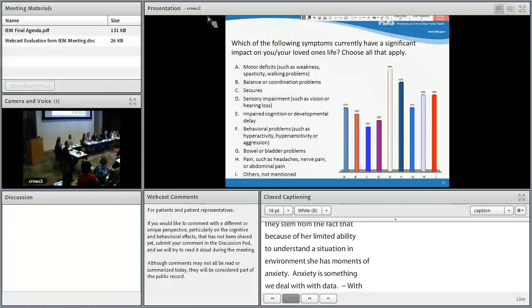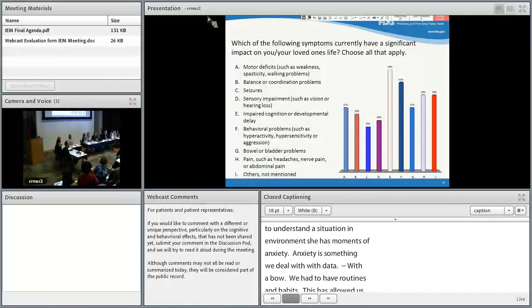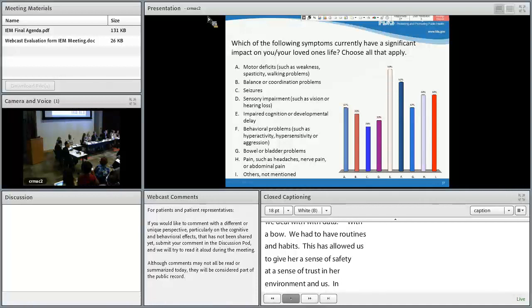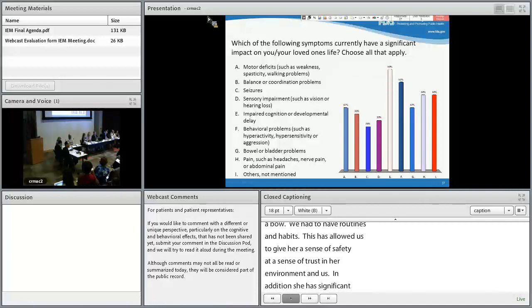We have learned to have routines with Ava, habits, and this has allowed us to give her a sense of safety and a sense of trust in her environment and in us. In addition, she has significant loss of motor function and loss of motor tone. So she's non-ambulatory. And so for us, the neuromuscular manifestation of her disease is something that we deal with quite a bit on a day-to-day basis. And she's come a long way, but again, a lot of that's been from supportive care, therapies.